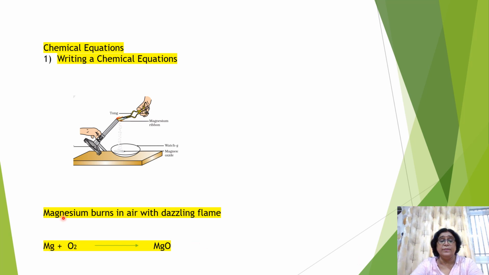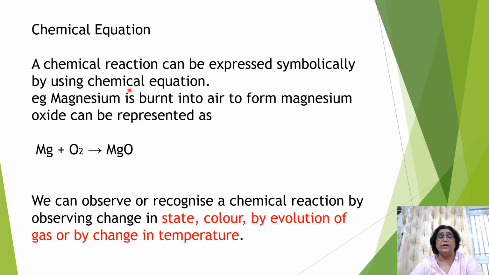So here you see the equation: magnesium burns in air with a dazzling flame. The flame color is dazzling, bright. Okay, and magnesium plus oxygen, magnesium oxide is formed. Okay, so this is a chemical equation representing the burning of magnesium. So chemical equation is nothing else but a symbolic expression by which you represent a chemical reaction. So chemical reaction can be expressed symbolically by using chemical equation, right? Now magnesium burns with oxygen, gives you magnesium oxide.